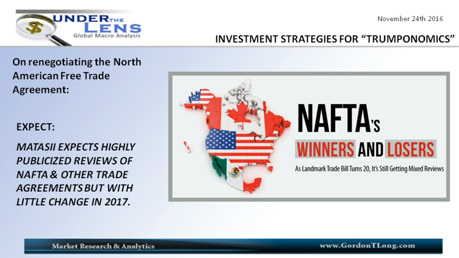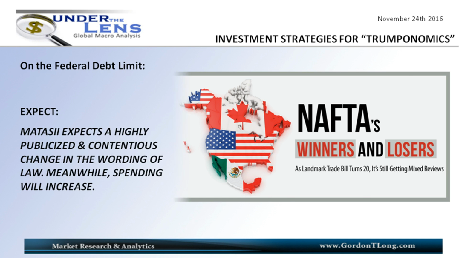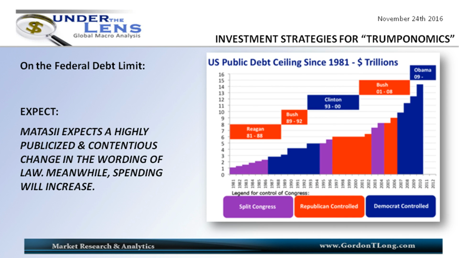Expects highly publicized reviews of NAFTA and other trade agreements, but with little change at least in 2017, possibly into late 2018. On the federal debt limit, we have $20 trillion of debt, and Washington's response to that is to continuously suspend that debt limit because they can't meet it. It therefore just keeps going up. There will again be a temptation in Washington to simply suspend it, which is a non-workable solution for the American public because in the end, they're going to have to pay that national debt.